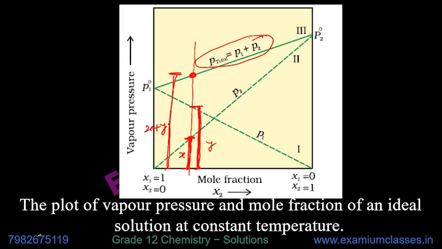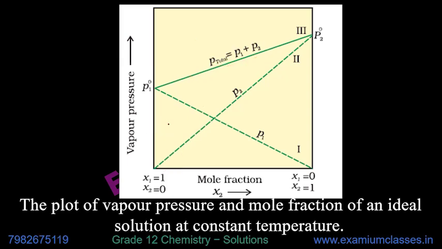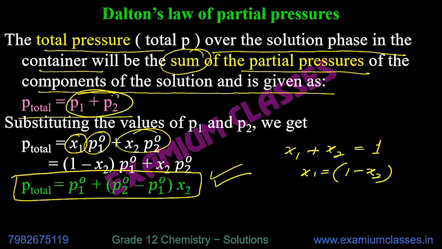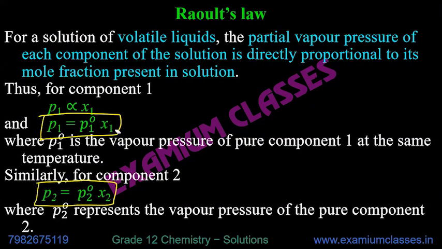Now P1, P2, P total are all straight lines. The reason is they are mathematically equations of a straight line. P1 equals P1 naught X1 is a linear equation, a straight line passing through origin. P2 equals P2 naught X2, again a straight line passing through origin, because they are of the form y equals mx, not y equals mx plus c. It means they are passing through origin because c is 0, y intercept is 0.